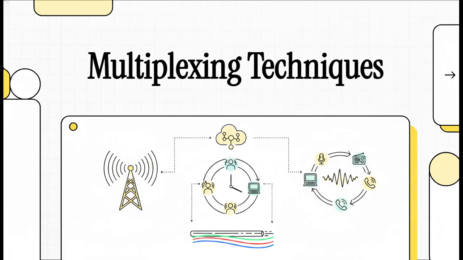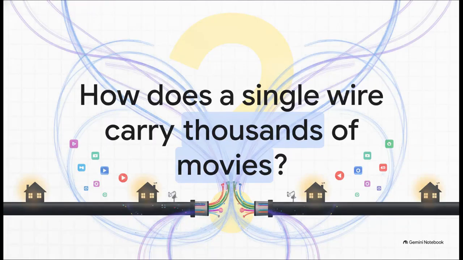This explainer is all about the physical layer. Specifically, we are tackling topic 1.11, multiplexing techniques. By the end of this, you're going to understand exactly how data actually travels across networks, and you'll be able to confidently check this whole topic right off your roadmap. Okay, let's dive right into this.